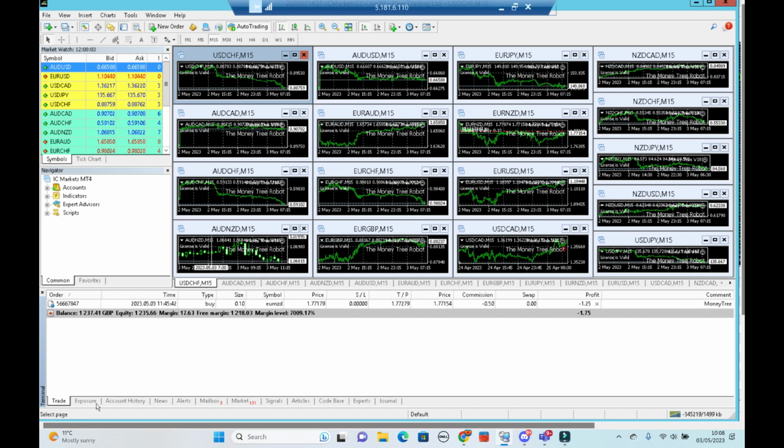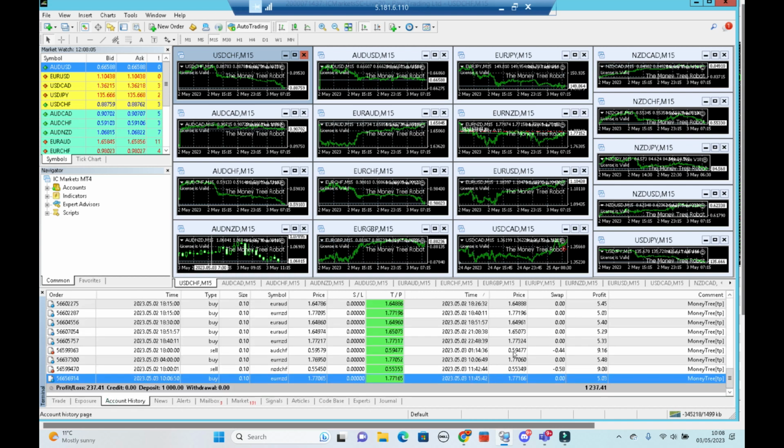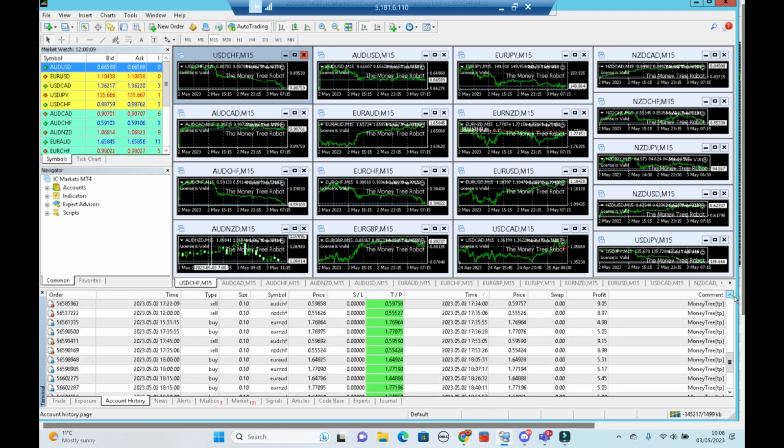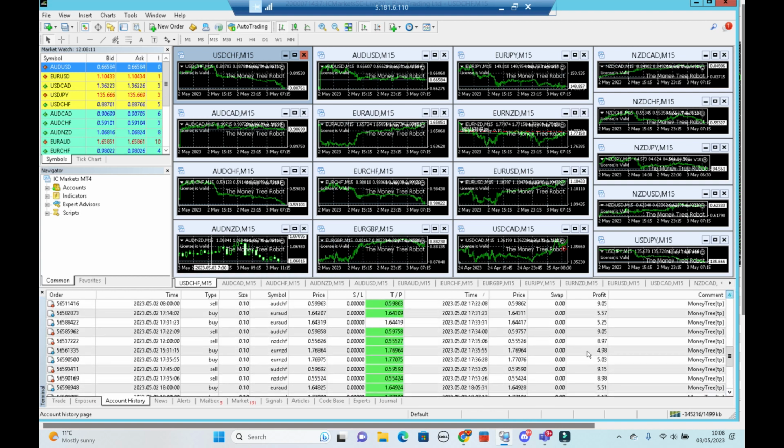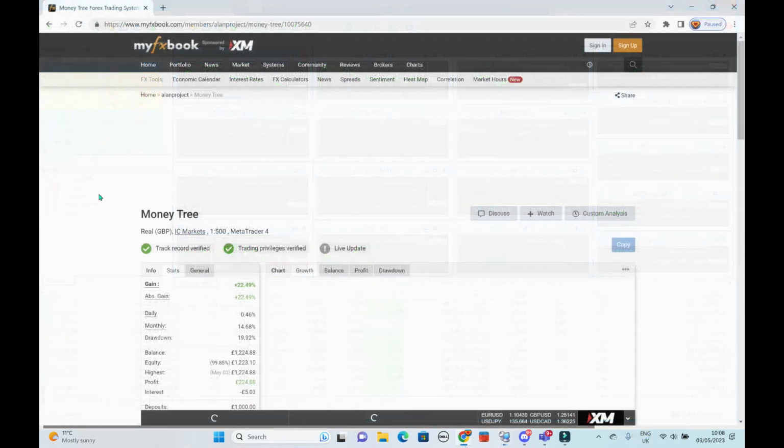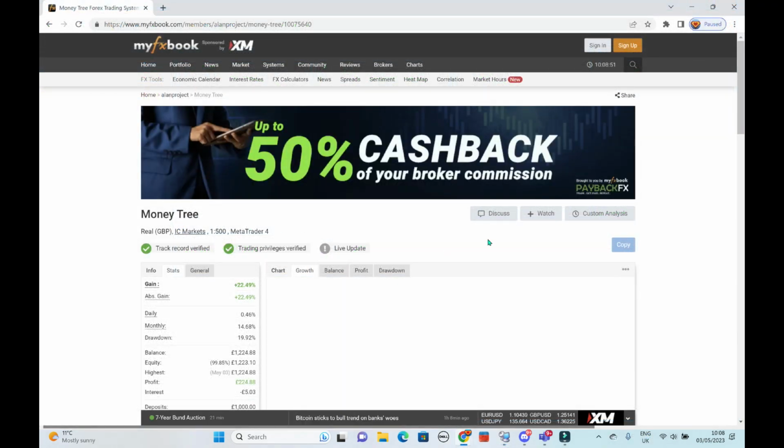That's actually today's. But yeah, if you look at that, your MoneyTree just suddenly woke up, and we had 20 odd trades all yesterday. And if I show you the MyFX Book, this is the MoneyTree Trading Robot that is running on my account.